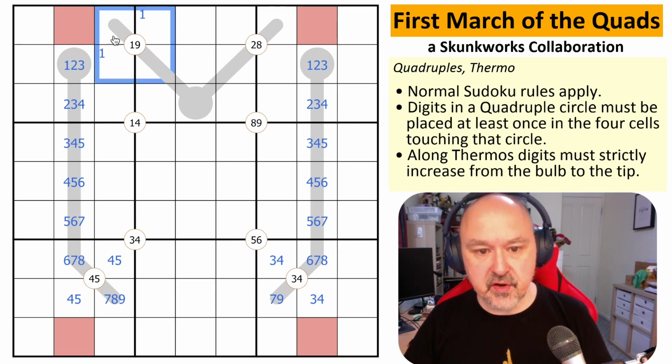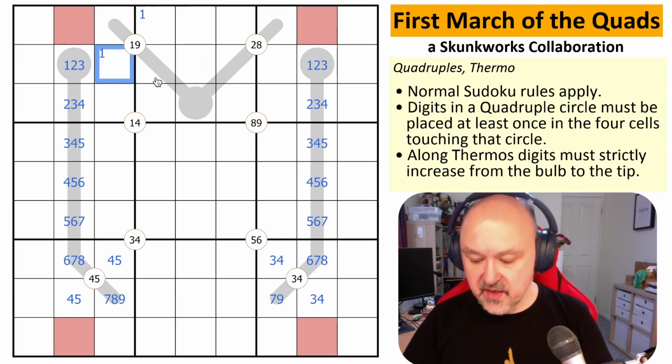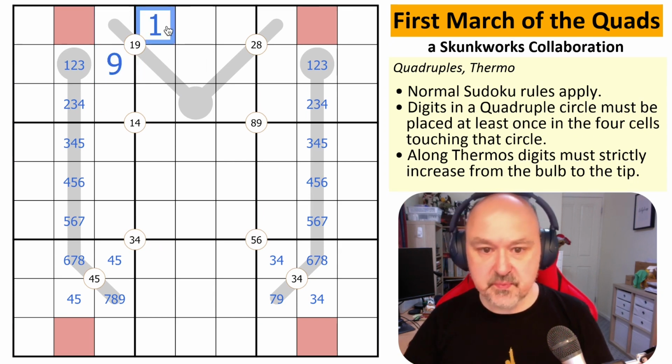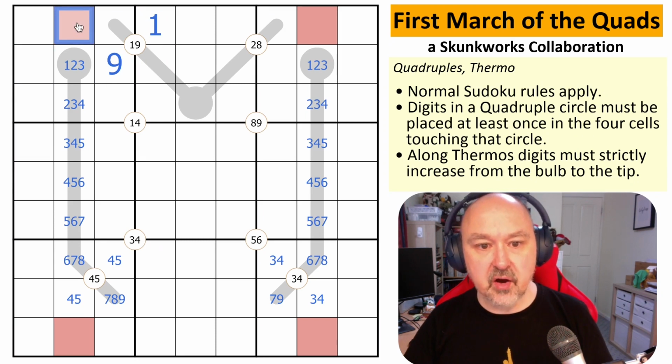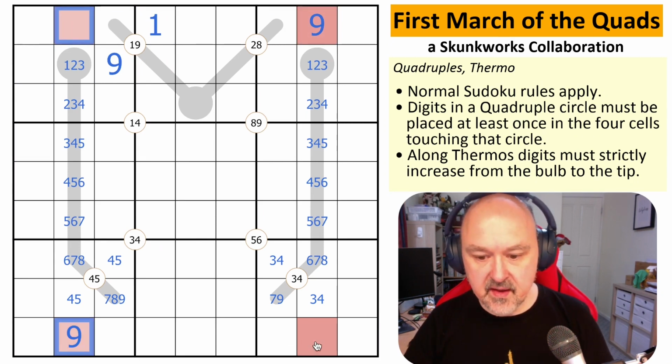But I need to put a 9 on this quadruple clue, and I can't put it in those 3. So that becomes a 9. This becomes a 1, and all of a sudden, I know I can't put a 9 in that cell, so I have to put a 9 onto those two on the X-wing. And that is really nice.